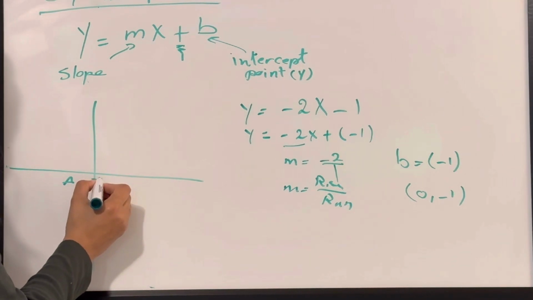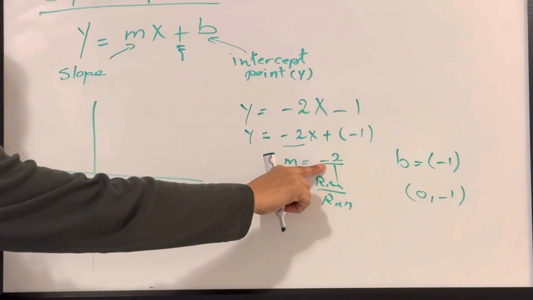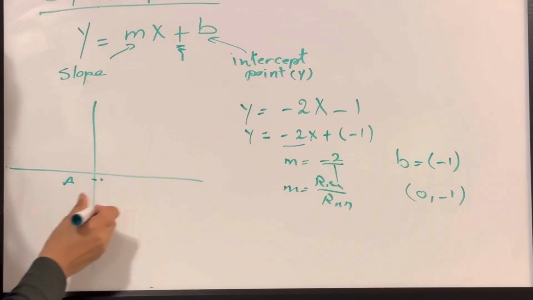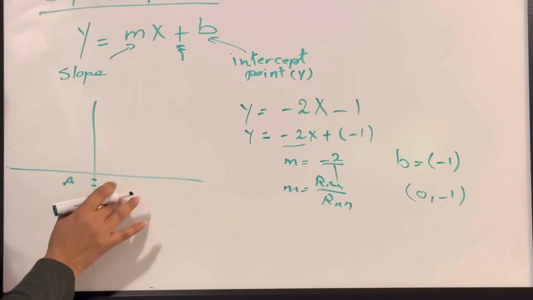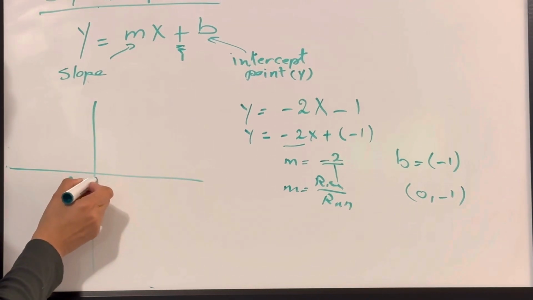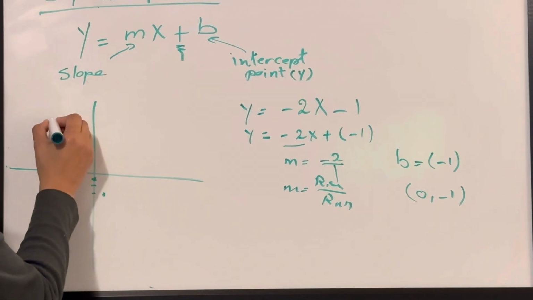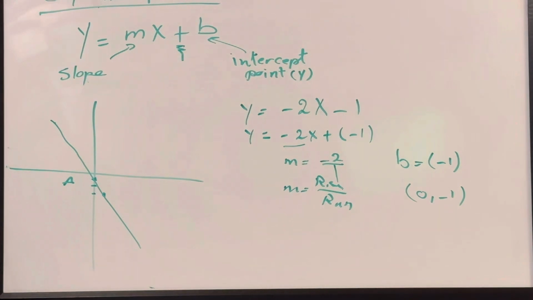And then I will go up or down. And we said if it's minus, I'm going down. So I'm going down 2 points. So if it's 1, 2, so I'm going down 2. Now here I will have the second point. So first point is A, second point is B, and now I can connect these 2 points. Now I can draw the line.